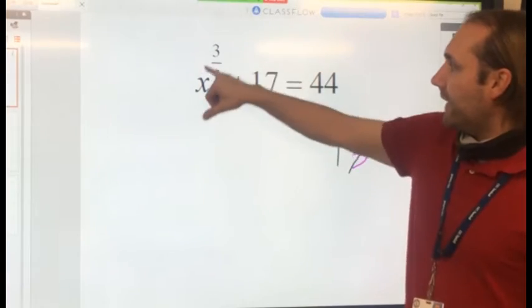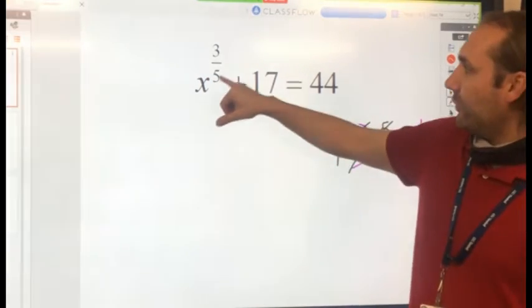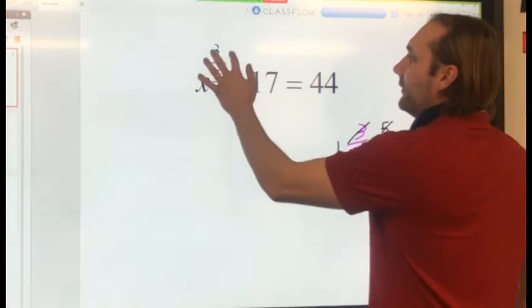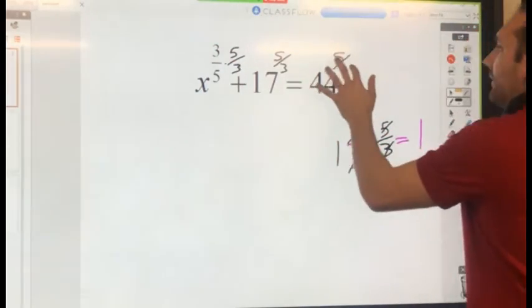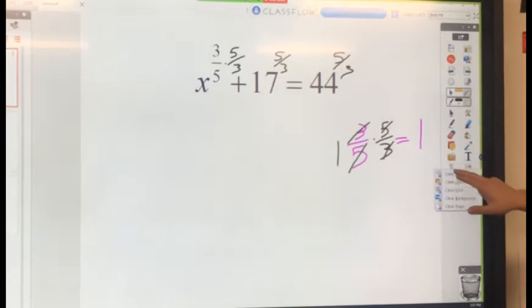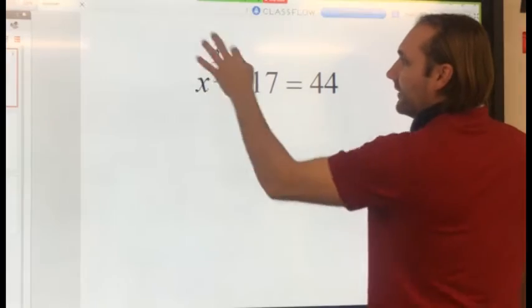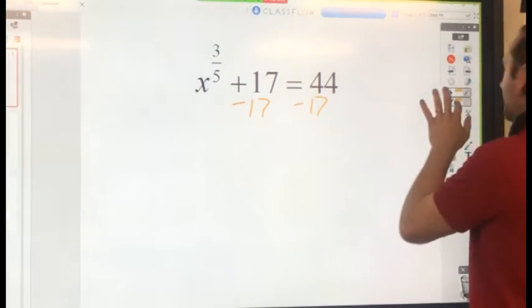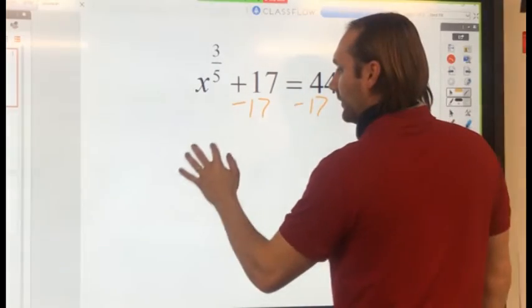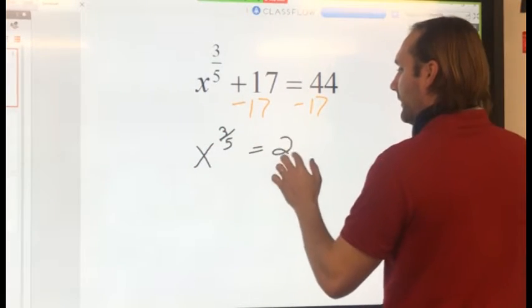But before I do that, there's something else I need to do that's going to make my problem a lot easier. Because if I flip it now, I'm going to raise this to 5/3, this to 5/3, and this to 5/3. That's a little too much. I can make this a little bit easier: move the 17 over. So isolate. Minus 17 on both sides.